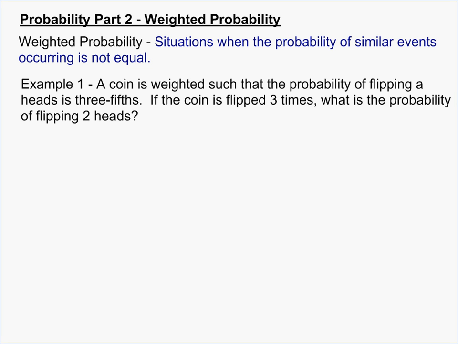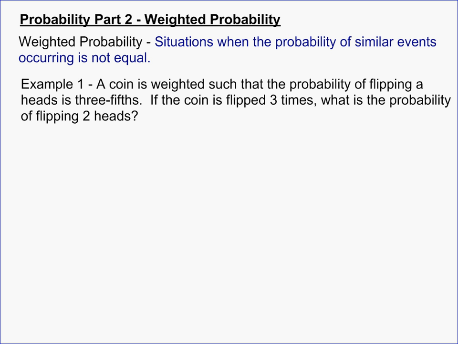The second type of probability that we're going to look at is weighted probability. This is a situation when the probability of similar events, like flipping a coin and getting a heads or a tails, is not the same. We usually call it a weighted coin or a weighted die.